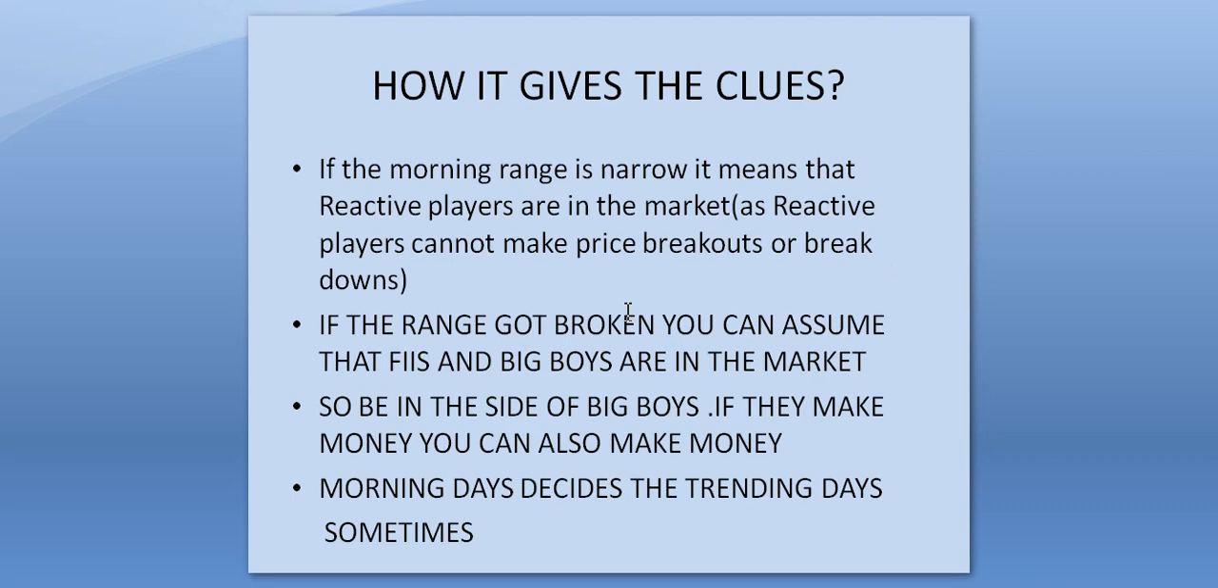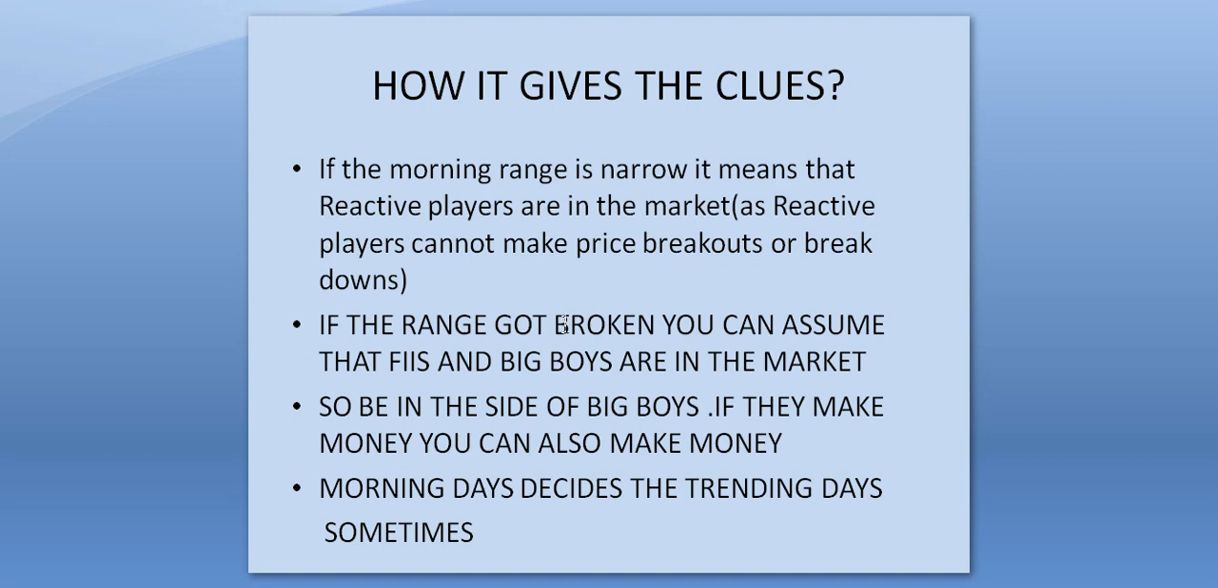If the morning range is narrow, it means that reactive players are in the market. Reactive players are nothing but retail traders like us. Like us in the sense, from 1 lakh capital to 1 crore capital to 10 crores capital, you are still a reactive player or a retail trader. Crores and crores of rupees are needed to be a financial institutional investor. If the range gets broken, you can assume that big boys or financial institutional investors are in the market.